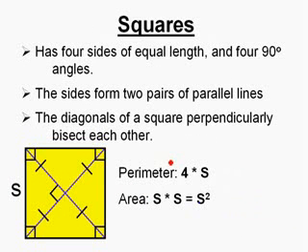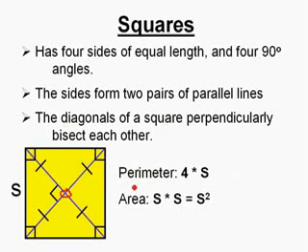Squares. A square is a 4-sided polygon where all 4 sides are of equal length and all 4 angles are 90 degrees. The sides form 2 pairs of parallel lines, because they're all at 90 degrees. So you kind of keep rotating and you end up with parallel lines. And the diagonals of a square perpendicularly bisect each other. So you'll see that the diagonals in blue hit at 90 degrees, and they perpendicularly bisect each other. So they're all halfway when they intersect over here.